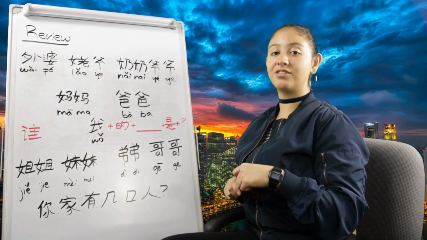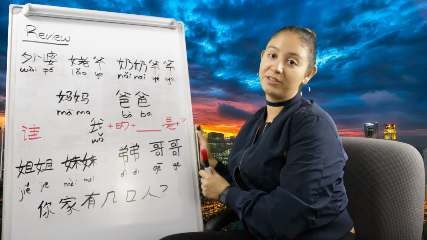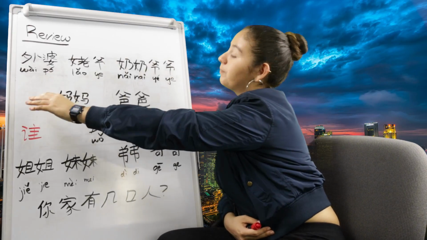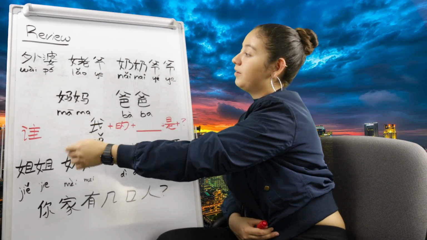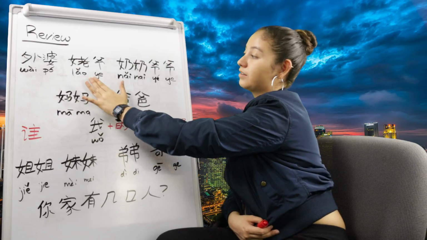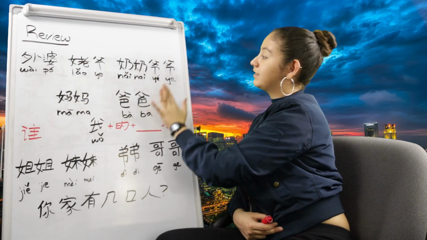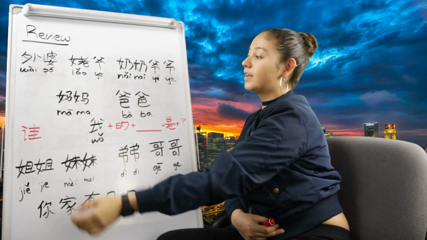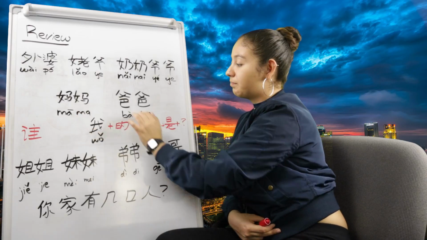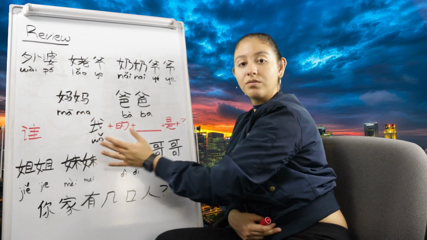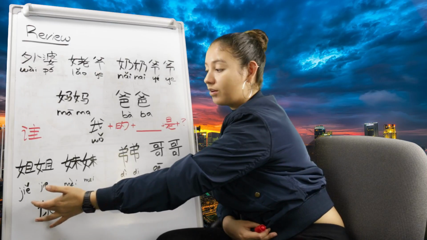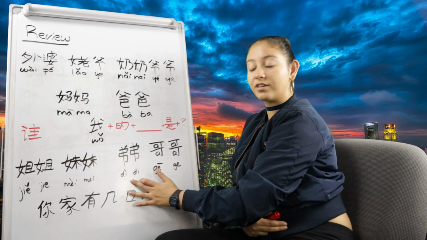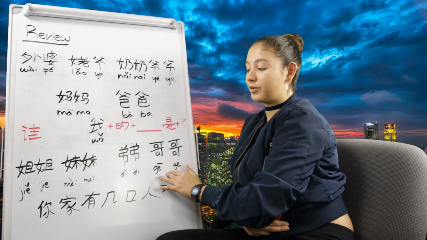So, let's go over some sentence structures. So I know we said we're going into grammar, but I actually meant that we're going to go over the family tree first. So let's go over them really quickly. Here we have 外婆, your mom's side, grandma. 姥爷, mom's side, grandpa. 奶奶, dad's side, grandma. 爷爷, dad's side, grandpa. Then we have mama, which is your mom. Baba, your dad. 我, which is yourself. 姐姐, older sister. 妹妹, younger sister. 弟弟, younger brother. 哥哥, older brother.